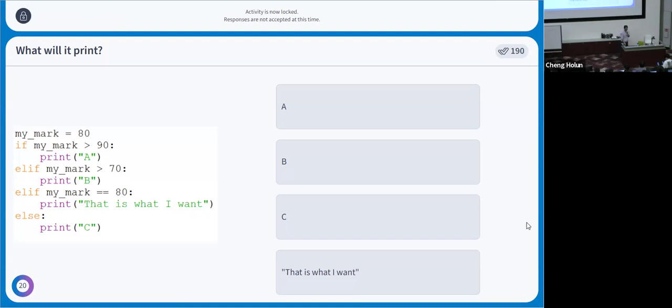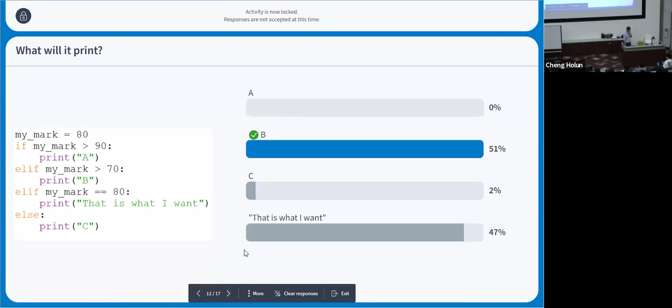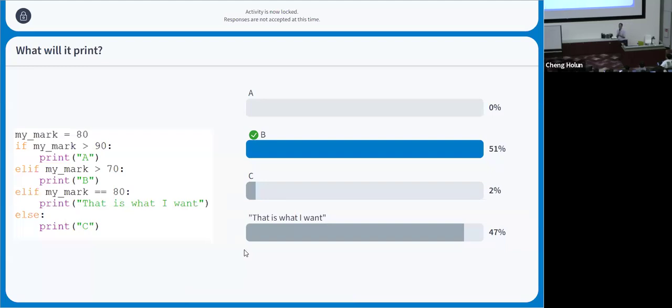Okay, let's see. Aha, aha. Why? Why? Why? Mark is 80. Why? Can someone explain why? Why is this a supernatural phenomenon? Why?